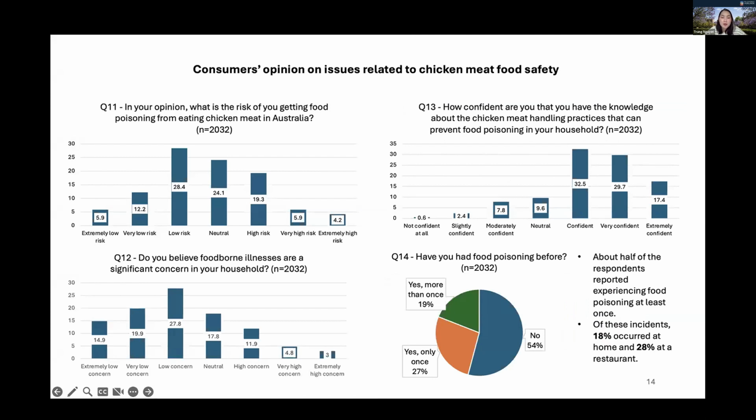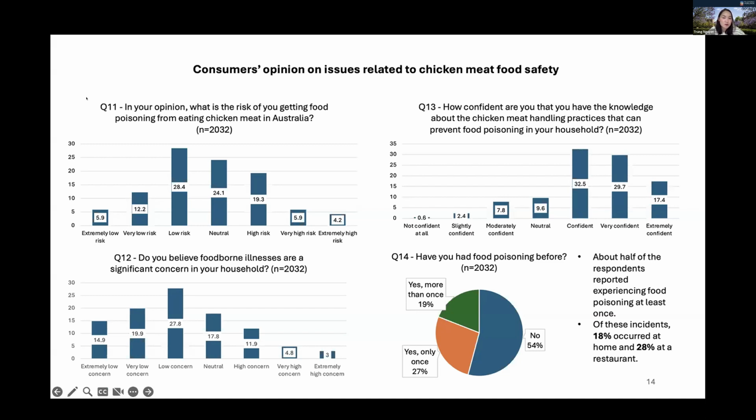We also asked some of their perceptions on issues related to chicken meat food safety and foodborne illnesses in general. Question 11, we asked, in your opinion, what is the risk of getting food poisoning from eating chicken meat in Australia? So the highest percentage of our respondents chose low risk, more than 28%, and more than a quarter said neutral, which is not low, not high. But there's also more than 19% who think this is a high risk, and nearly 6% say this is very high risk, and 4.2% say extremely high risk.